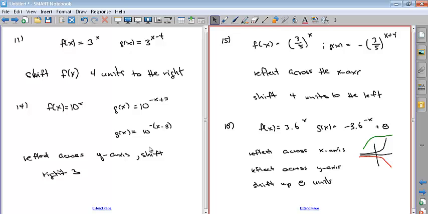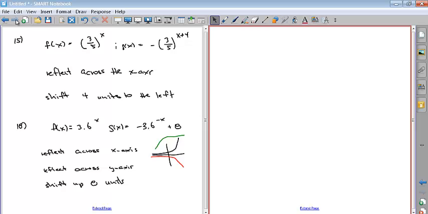So I always want to do your reflections first. It doesn't matter which reflection you do first, but you've got to do both reflections if there are 2 reflections.